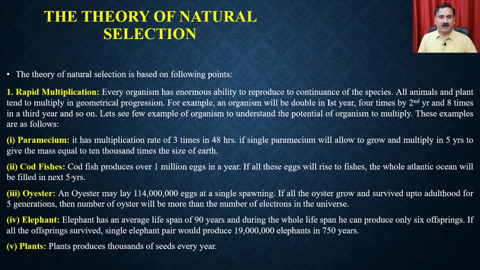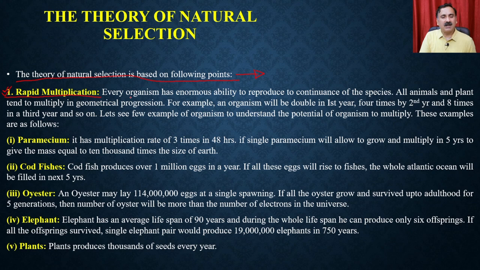So let's see what assumptions Darwin has made. The theory of natural selection is based on the following points. It has multiple points, and the first point is rapid multiplication.